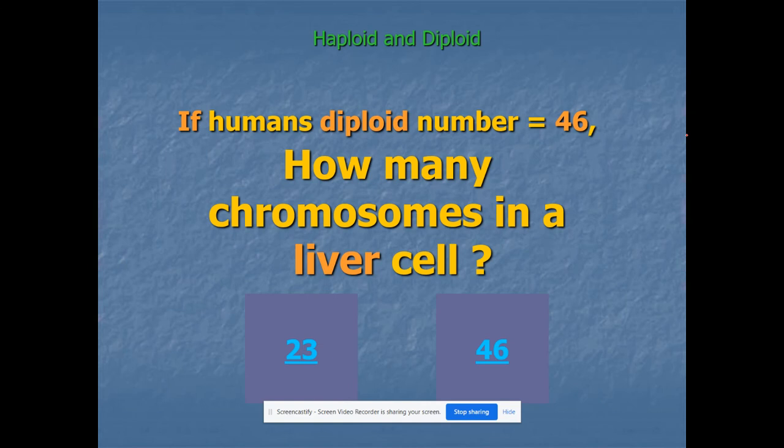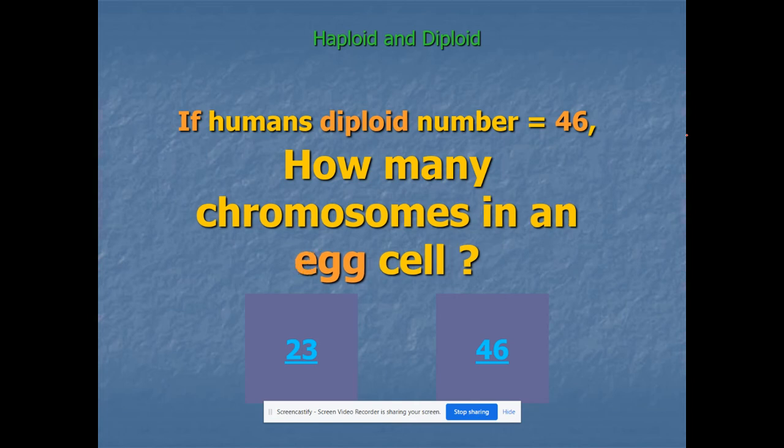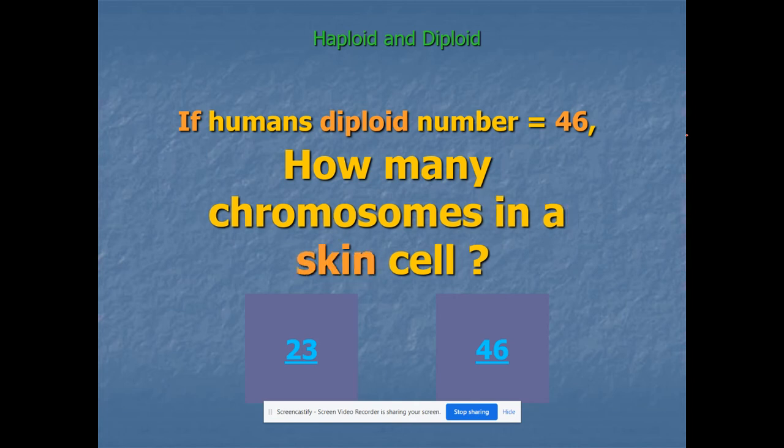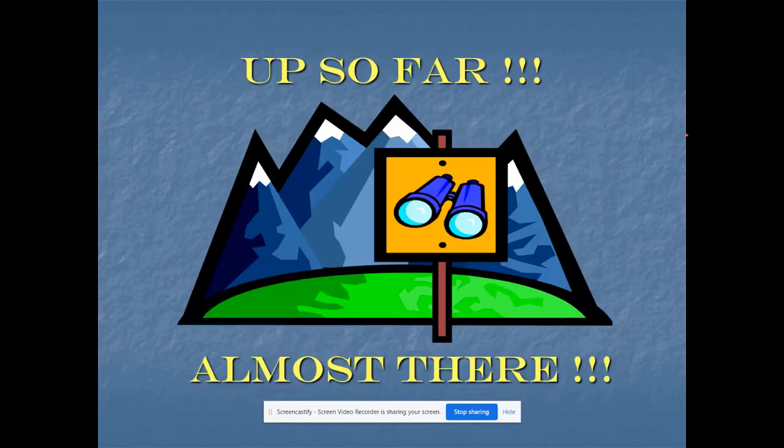Humans, how many chromosomes in a liver cell, Cole? Try again, Cole. 46, right? Somatic body cells are diploid, 46. How many in a sperm cell, Cole? 23. Very good. Brain cell, AJ? 46. Good. Lung cell, York? 46. Good. Egg cell, Roberto? Good. All right, let's go on.